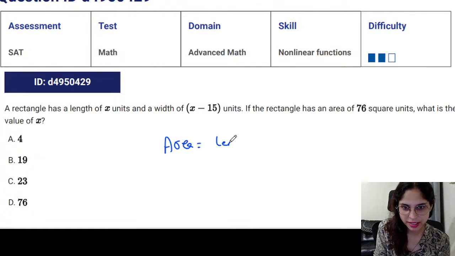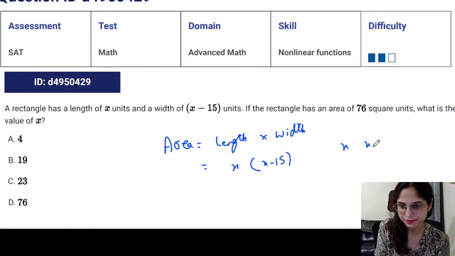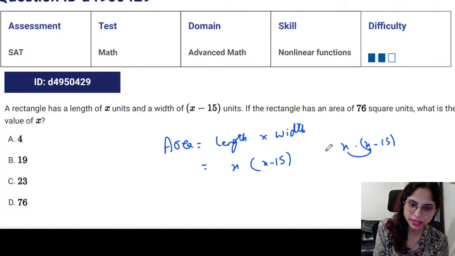So again, area is length times width, or area is equal to LW, L is your x, times x minus 15. So whenever you are multiplying and there is subtraction, that means you have to put the parentheses. Otherwise, if you just write like this, it means you are multiplying these first and then subtracting 15. That is not true. You are first subtracting and then multiplying.